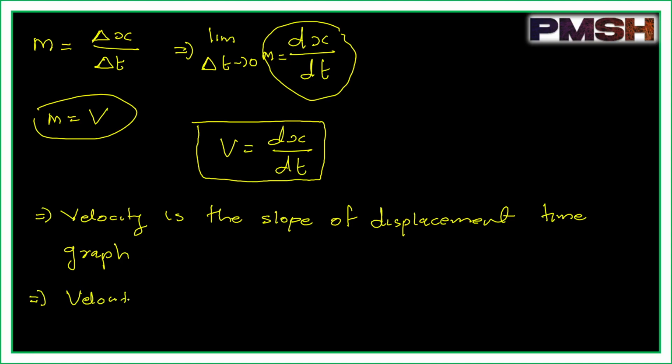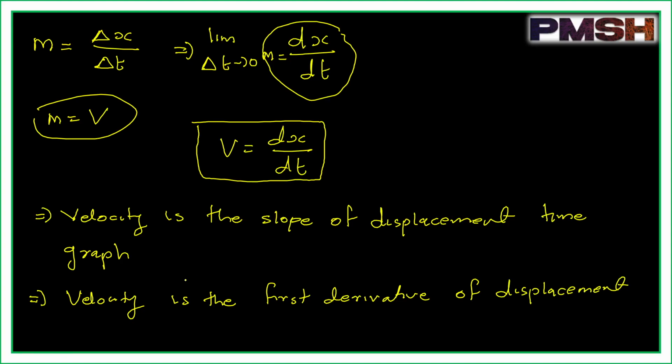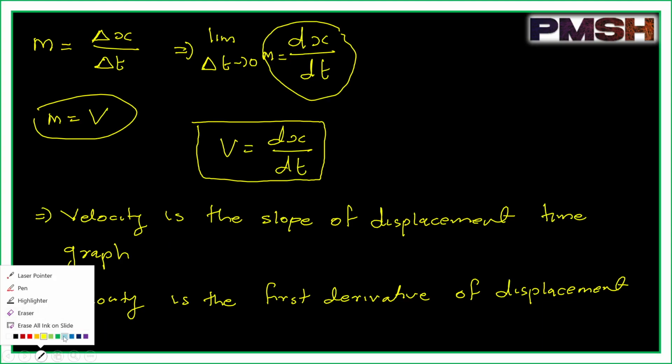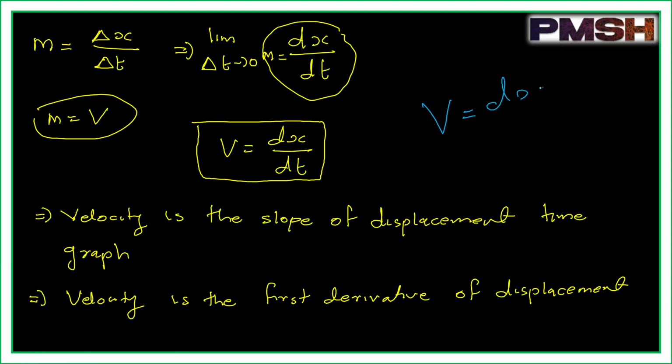Velocity is the first derivative of displacement. I hope you understand this. That means we got the equation v is equal to dx by dt, right? So x is basically displacement. So we are differentiating the displacement.